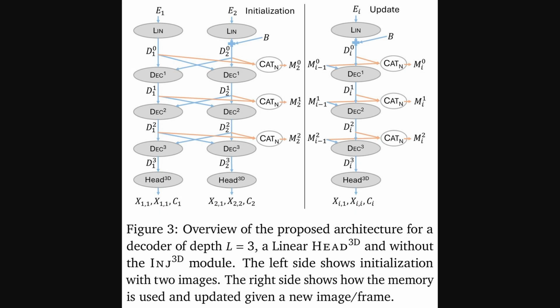Okay, so let's dig into how that latent memory actually works at a deeper level. This diagram shows the core architecture. On the left, we see the initialization, where the model starts with two images. Each image passes through a series of decoder blocks, which basically translate the image's features into 3D information. At each stage, the decoder from one image shares information with the other. This shared knowledge then forms the initial multi-layer memory. Then, on the right, when a new frame arrives, it uses that stored memory to inform its own calculations, and then updates the memory with its new insights.